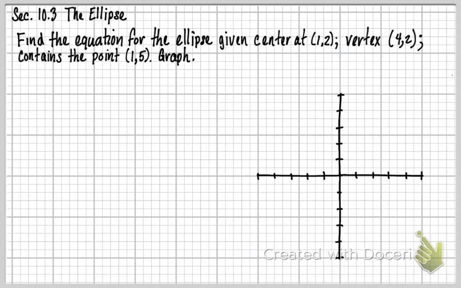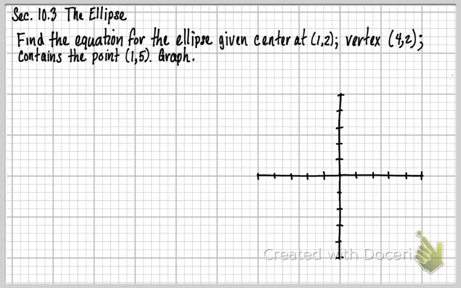This problem says find the equation for the ellipse given center at (1, 2), vertex at (4, 2), and contains the point (1, 5). And it wants us to graph this. So just like when I start most of these problems giving this information, I'm just going to graph it so I can get an idea where everything's at.